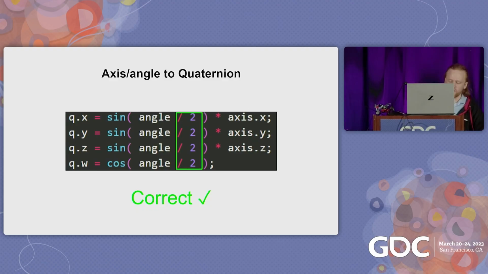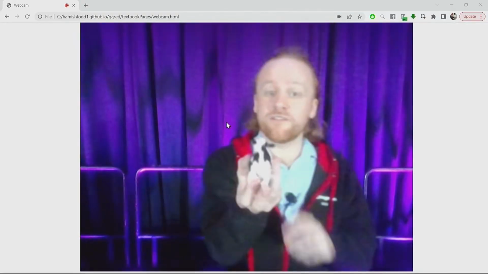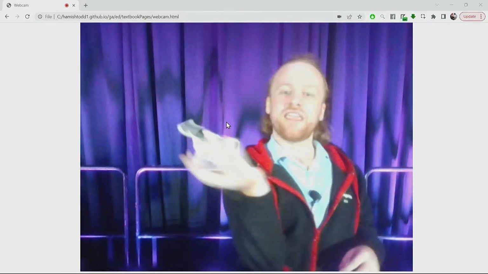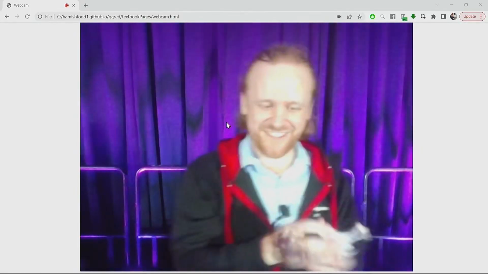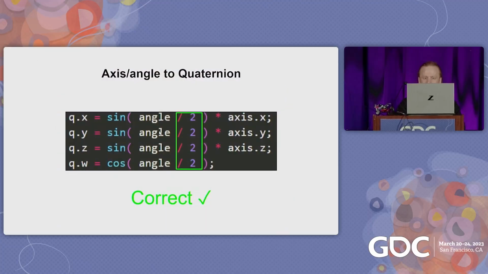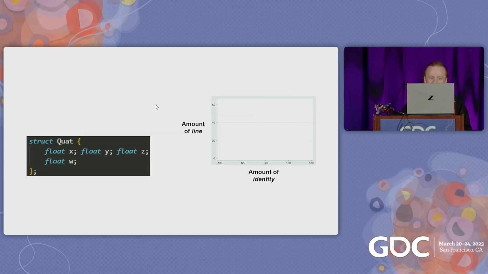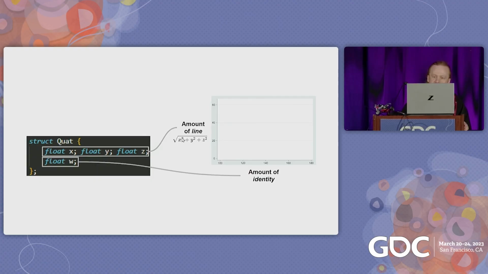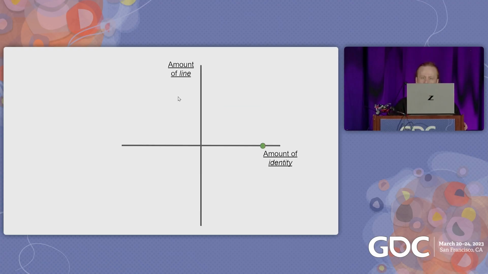Now, why would that be? Well, it might remind you of the fact that I've got to go around twice in order to get back to the true start. This is the correct one. So, to understand what's going on there, we're going to be plotting the amount of line against the amount of identity for some quaternions. It's very easy to get the amount of identity. It's just the w part, which is one number. To get the amount of line, we're going to take the square root of the sum of the squares of x, y, and z. So kind of like getting the length of a vector. All right, let's get on with it.